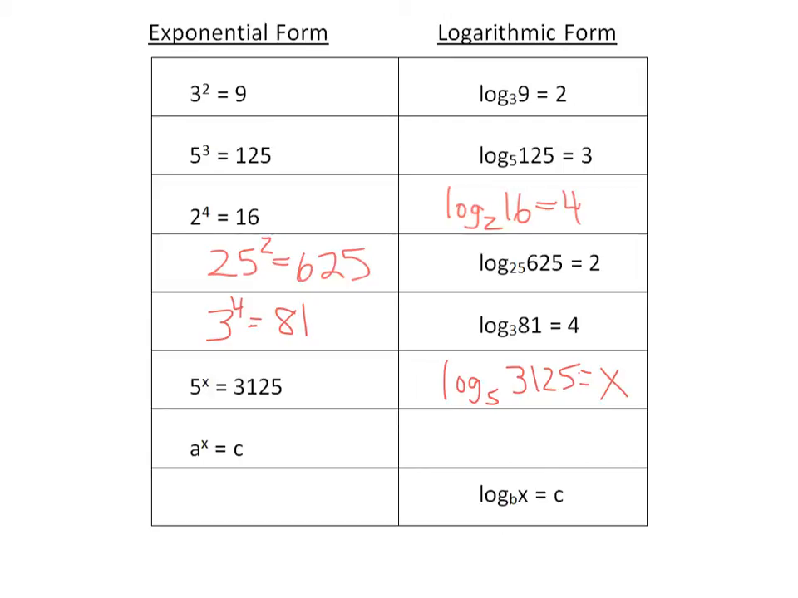Why don't you pause the video and try these next two? I know they don't have numbers, they have variables, but you can still use the same rule and fill those two spots in. Then check back to see how you did. All right, so hopefully you wrote log base a of the number c is equal to our exponent, which is x. And the very last one, since it's already in log form, we need to start by writing our base. Our base is b. Our exponent is c, because it's right here. Exponent is always what it equals, and that equals x.